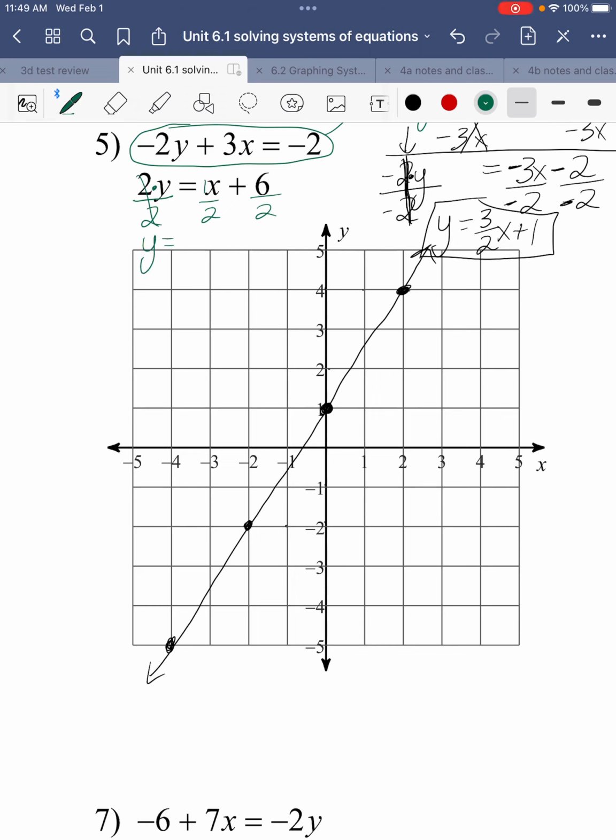Equals, there's 1 over 2. I'm going to pull that fraction out, 1/2 x. 6 divided by 2 is 3. Graphing, the y-intercept is 3. And then we're going to go up 1, right 2. Oh my gosh, we had it already.